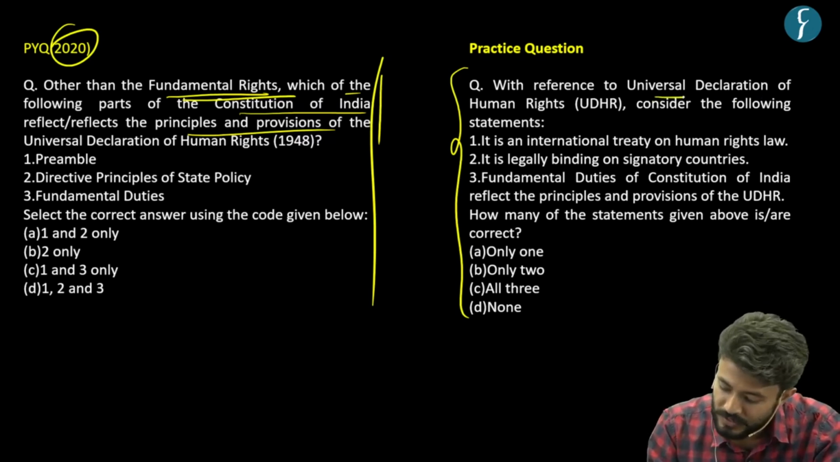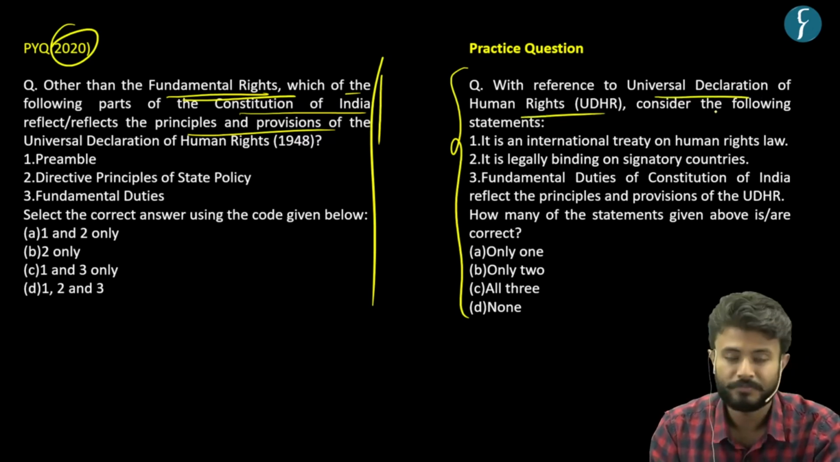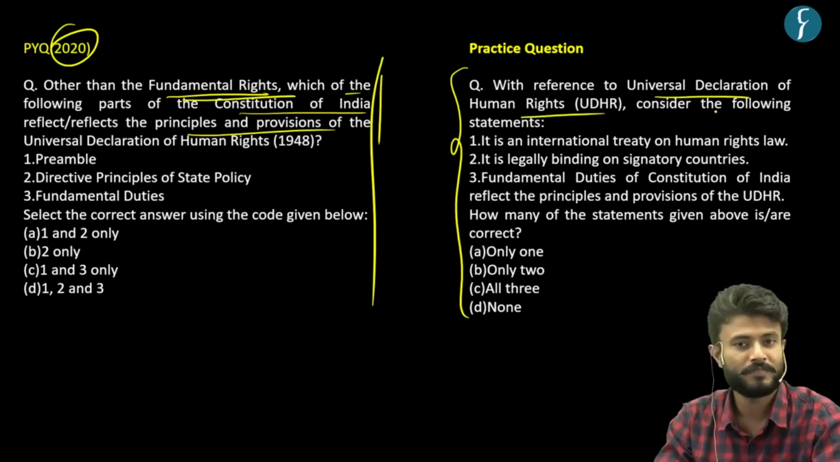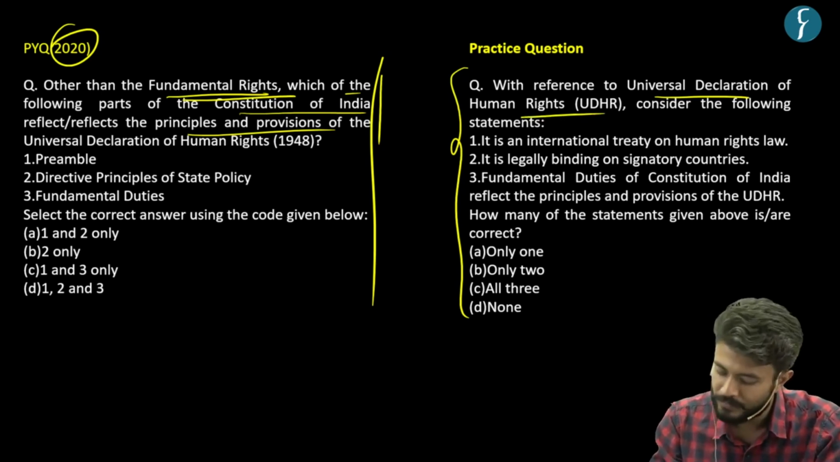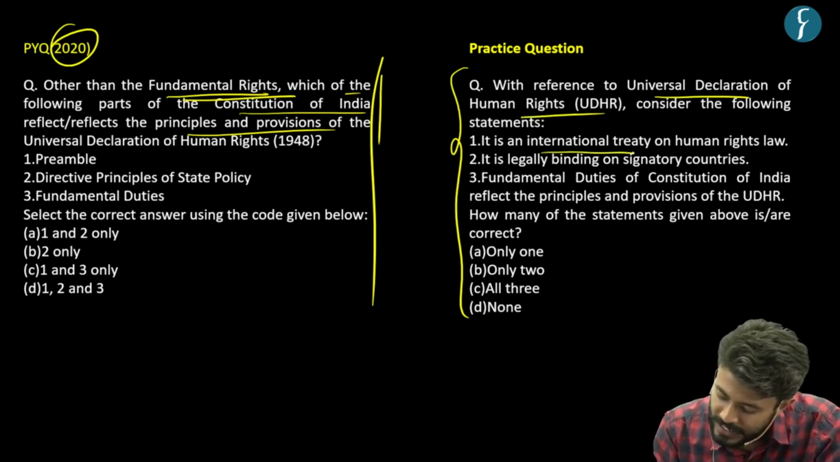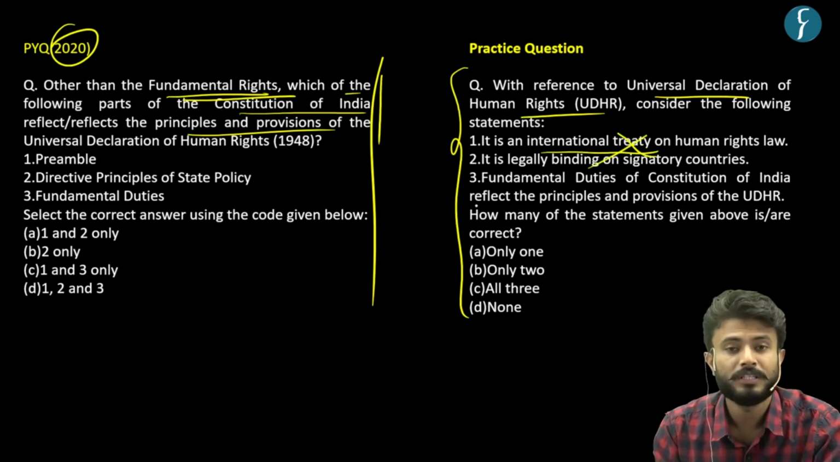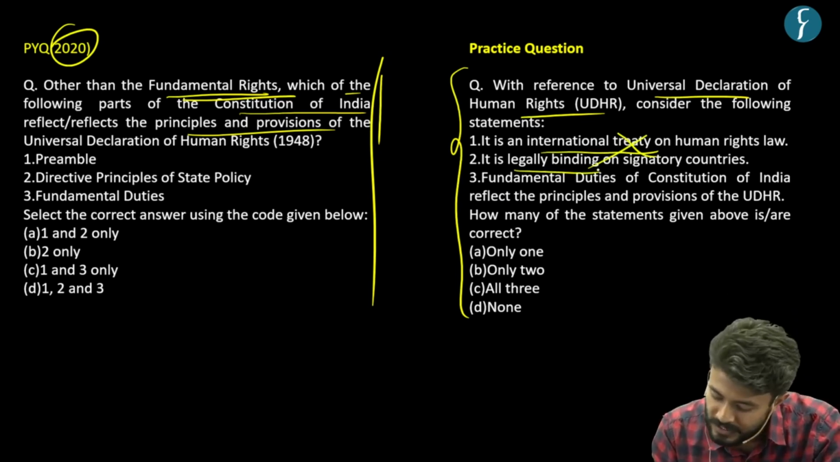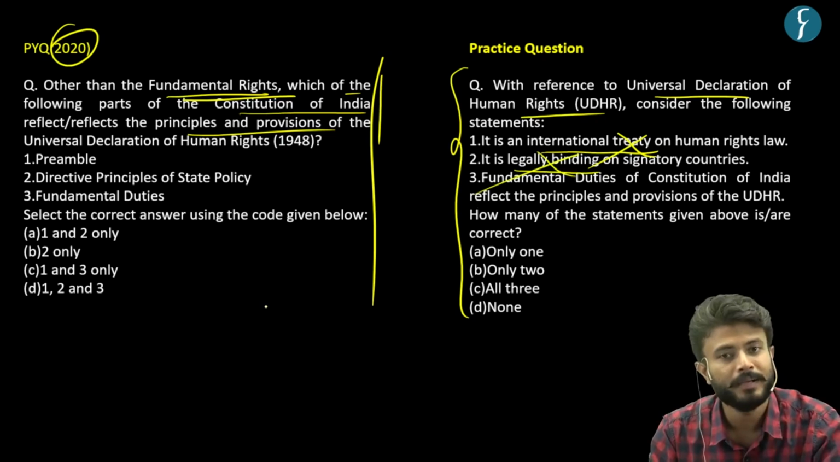So just have a quick overview of this practice question. With reference to the Universal Declaration of Human Rights, consider the following statements. Three statements are given, and you have to tell how many of them are correct. One, it is an international treaty. No, it is not a treaty. Second, it is legally binding. No, it is not legally binding.